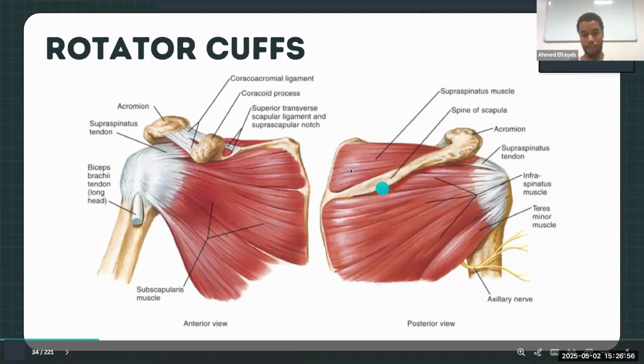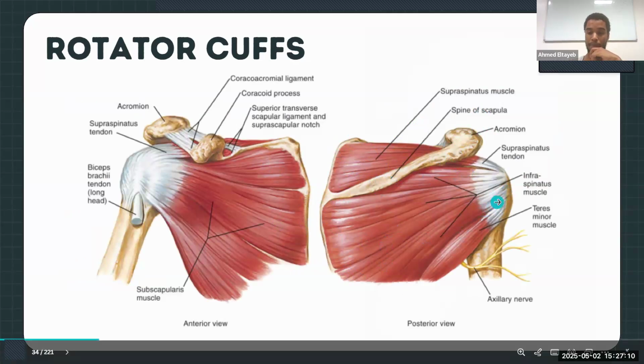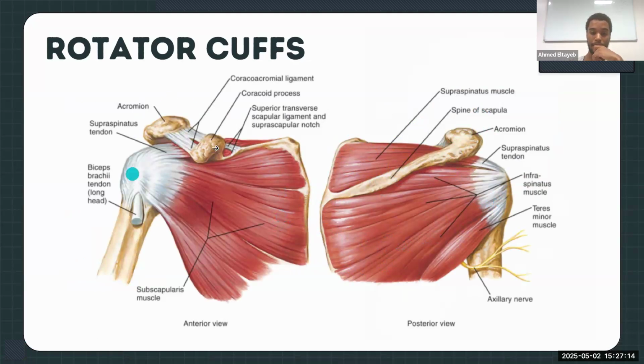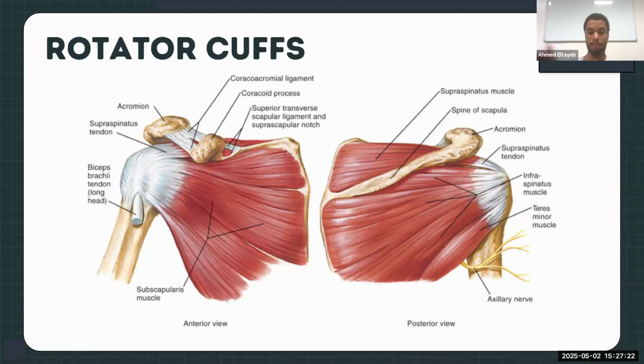And we'll just go over it one last time. So posteriorly, we have supraspinatus above the spine of the scapula. It initiates abduction, from 0 to 15 degrees. Below the spine of the scapula, we have the infraspinatus and we have the teres minor, and both of these muscles laterally rotate the arm. And anteriorly, we have the subscapularis muscle, which sits on the subscapular fossa of the scapula, and it medially rotates the arm.